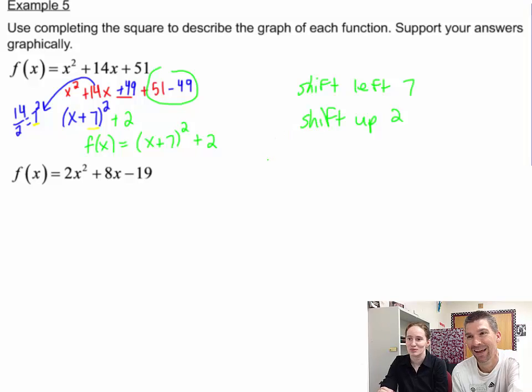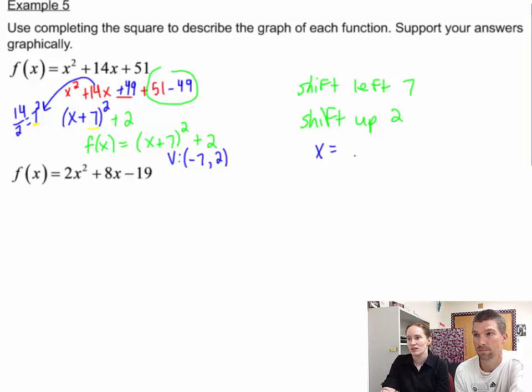Shift left 7, shift up 2. So, by the way, let's just, for kicks and giggles, the axis of symmetry on this one, could we identify that? I believe that would be the x value of the vertex. So what is the vertex of this? We have to take the opposite of what's inside the parentheses, and we don't take the opposite of what's outside. So that means x would equal -7. That's pretty cool. Are we done with this part? Yeah, let's do the next one.